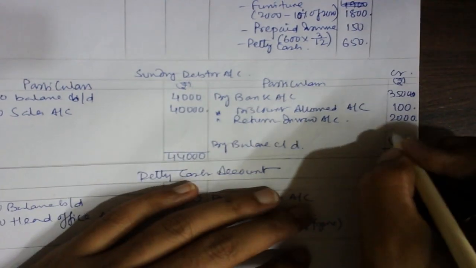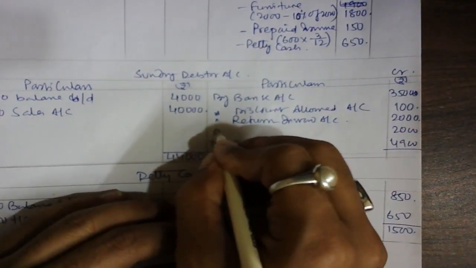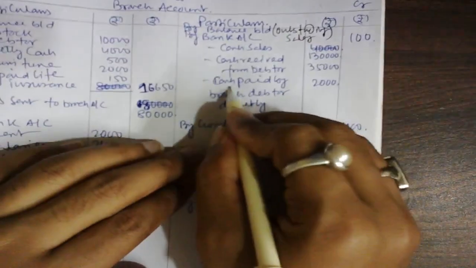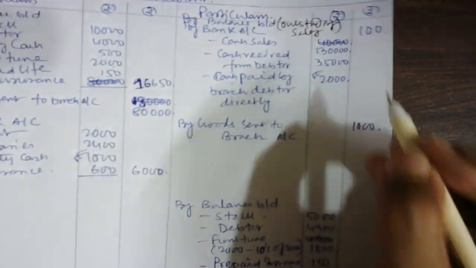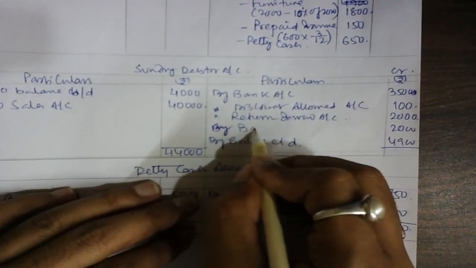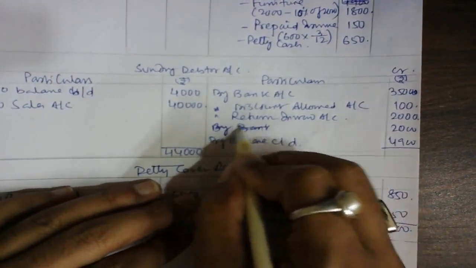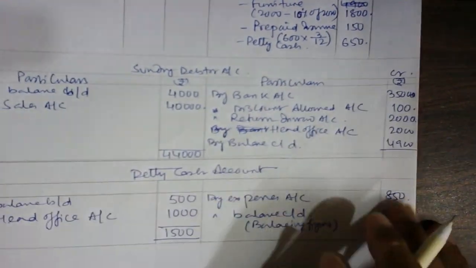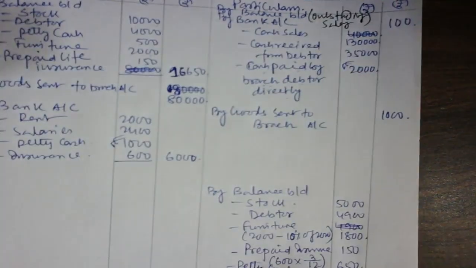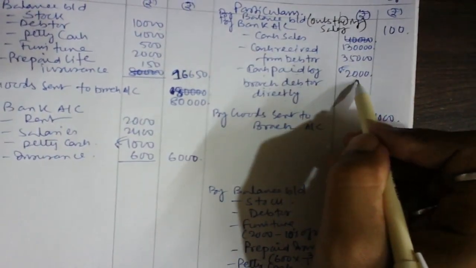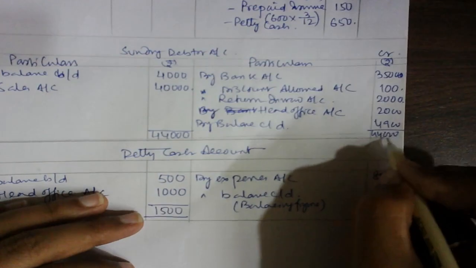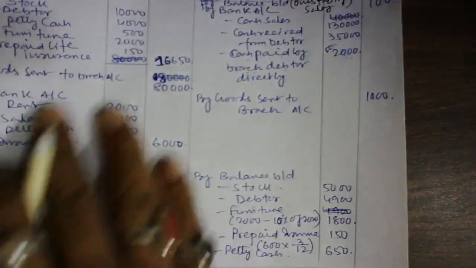So it means some cash has been sent by the debtor directly to the branch. See here it is written, cash paid by branch debtor directly 2000. So it is also by bank account, correct? We just missed it out. You write this as head office account, okay? 2000. See, this information is not plotted in the Sunday letter. 2000 has been paid directly by the branch debtor to the head office. So we need to record it by head office 2000. So here it is 44,000 matching. Now nothing as such is pending on our part here.